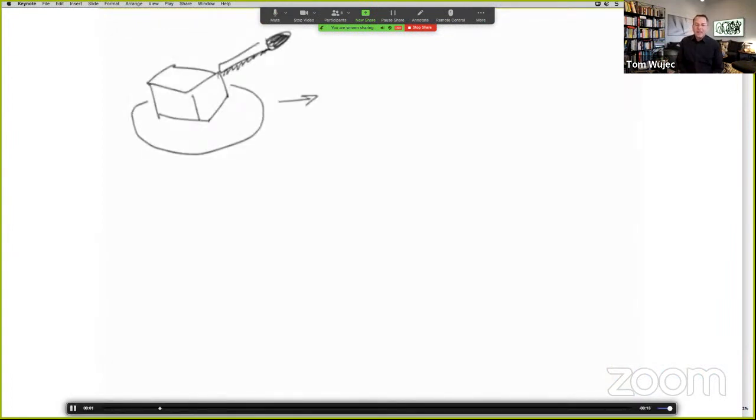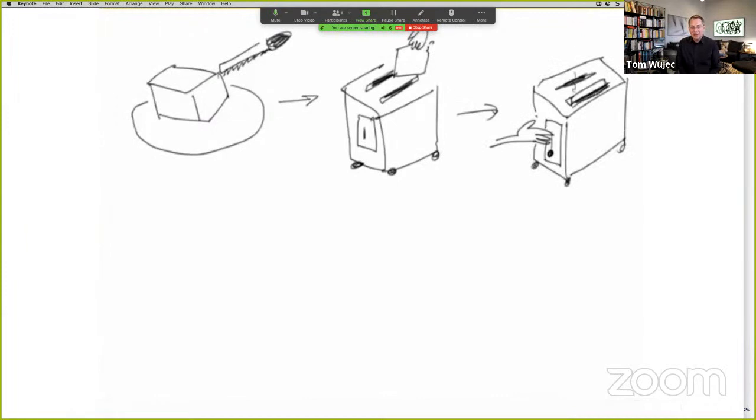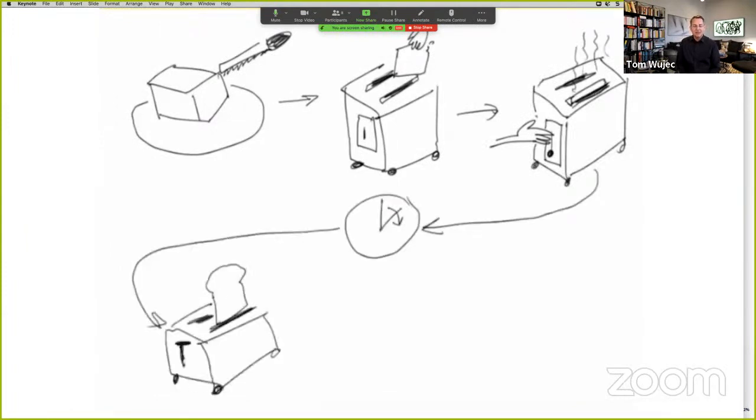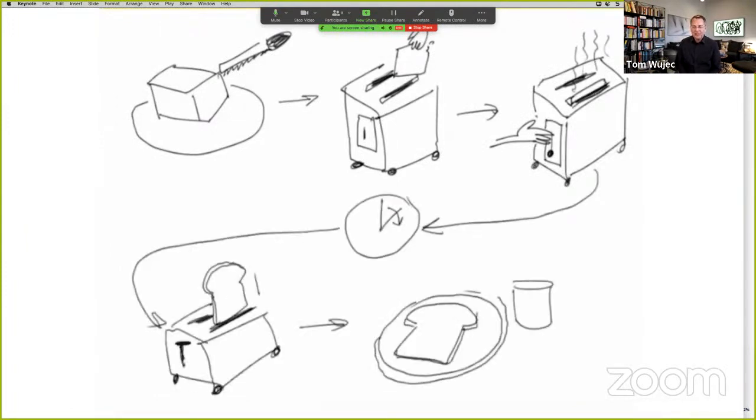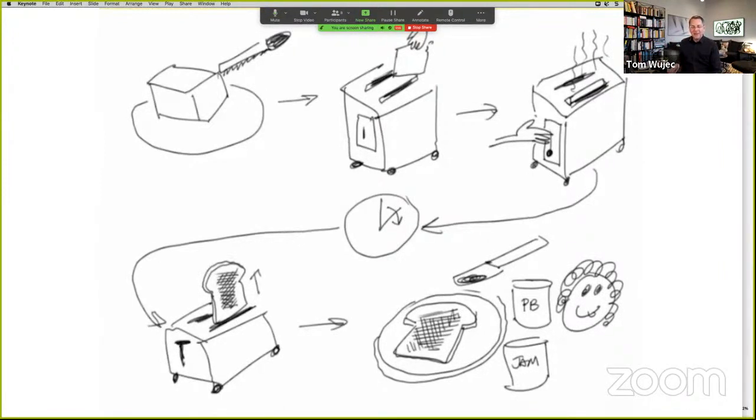Here's a picture of what people typically make when they're doing a drawing with more accessible tools. The bread goes into a toaster, the toaster heats up over a period of time, the toast pops up, some condiments, voila, a picture of how to make toast.